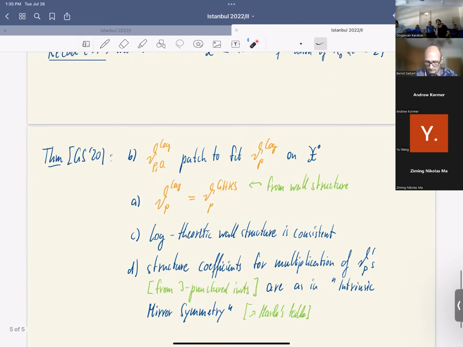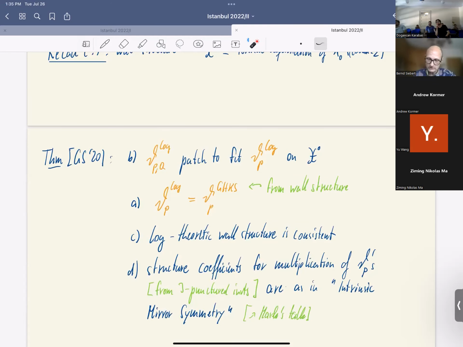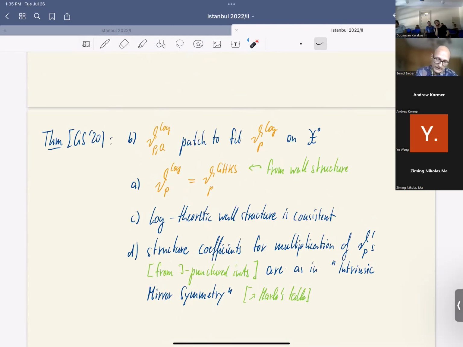And then you can show that the log theoretic wall structure you produced in step 1 is consistent. And finally, the structure coefficients that you get for the multiplication of these theta functions, so they will be like pair of pants products, right? So 3 punctured invariants are, as in our previous paper on intrinsic mirror symmetry, where we worked with punctured invariants, but with these 3 punctured and 4 punctured invariants. And that Mark will probably say something about that tomorrow.